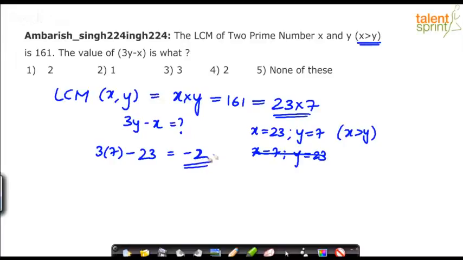Minus 2 is not given at all. I think option 1 is minus 2. I am writing minus 2 here and marking option 1 as the answer. Alright? So Amrish, that's the solution.